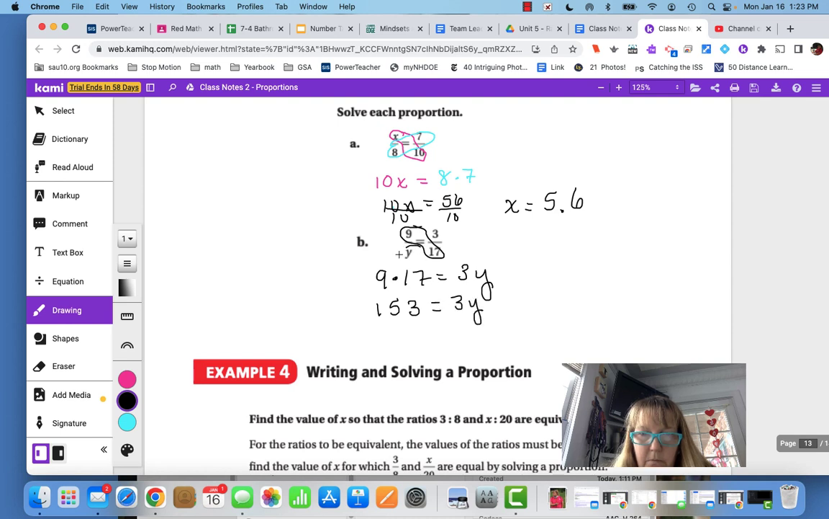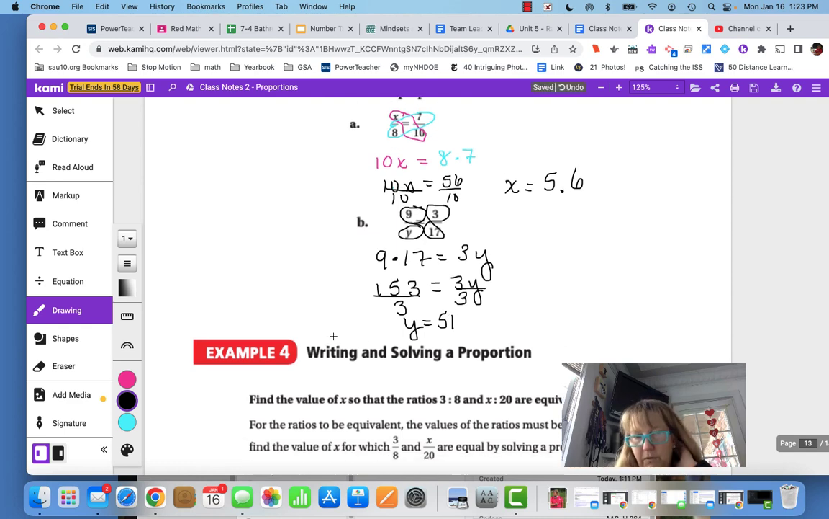Remember, this was the y times the 3. I am going to divide both sides by 3 so I can get y by itself. And that is 51. y is equal to 51. And I used my calculator. Please feel free to do so.